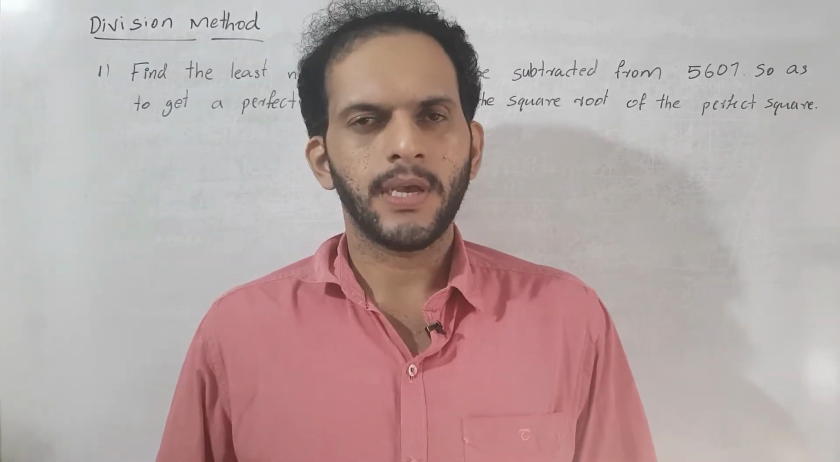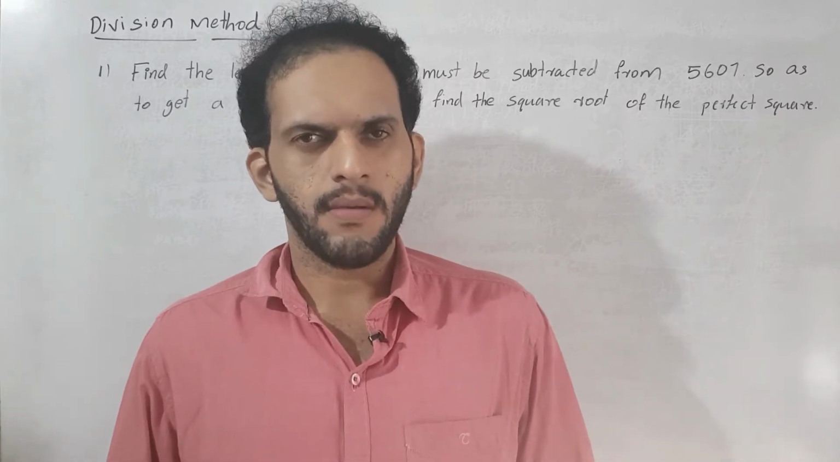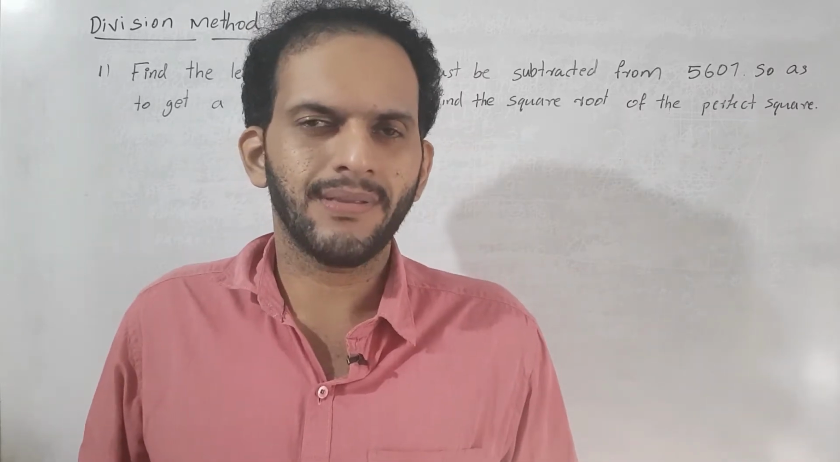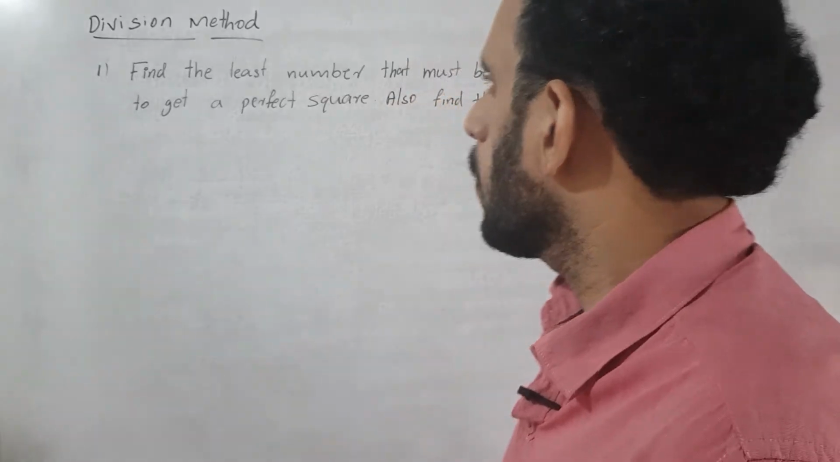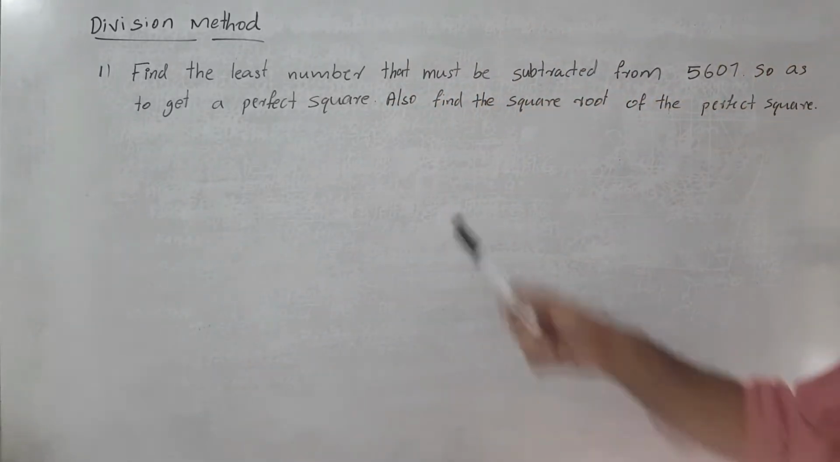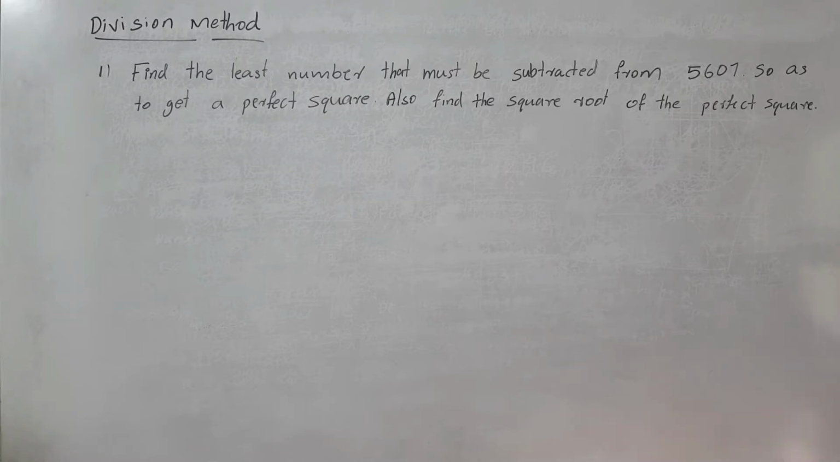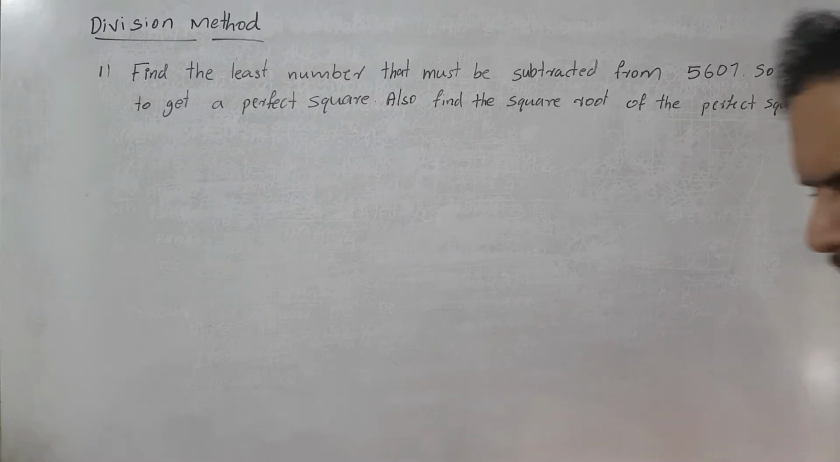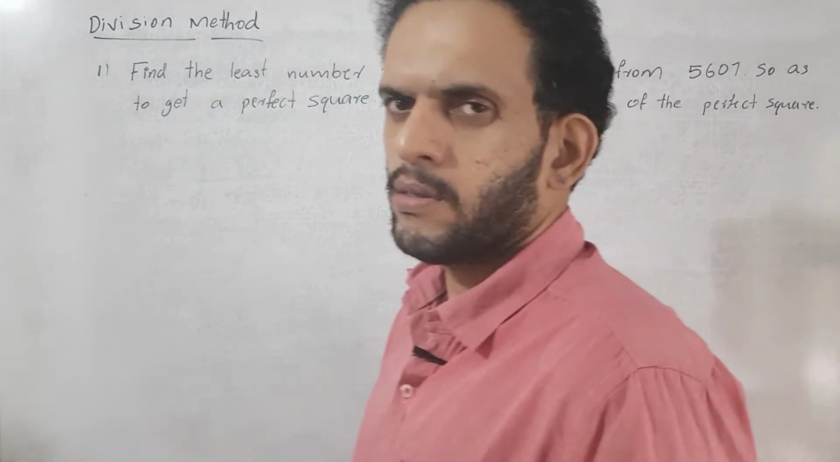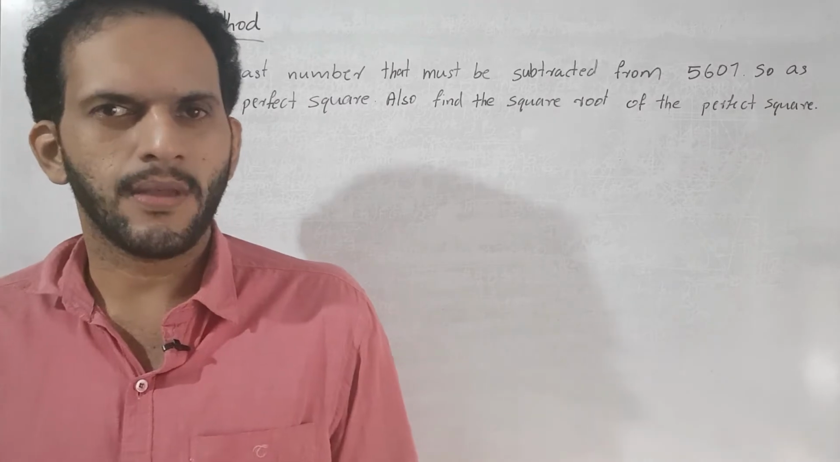Next we go to the next application of the division method. The idea is the same, but the question pattern is the only difference. What is the question? Find the least number that must be subtracted from 5607 so as to get a perfect square. Also find the square root of the perfect square. The question is very clear. Here the operation given is subtraction.